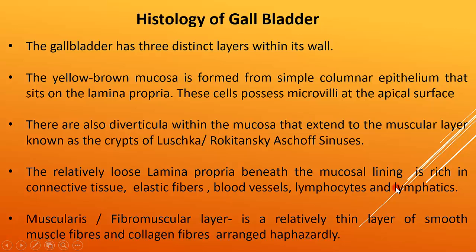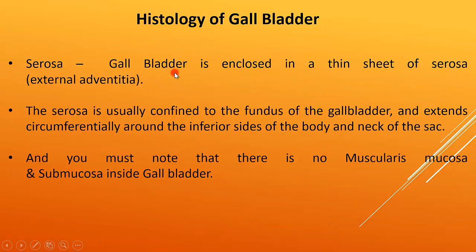The relatively loose lamina propria beneath the mucosal lining is rich in connective tissue, elastic fibers, blood vessels, lymphocytes, and lymphatics. The muscularis or the fibromuscular layer is a relatively thin layer of smooth muscle fibers and collagen fibers arranged haphazardly. Gallbladder is enclosed in a thin sheet of serosa, that is external adventitia. The serosa is usually confined to the fundus of the gallbladder and extends circumferentially around the inferior sides of the body and neck of the sac. The most important thing to remember is that there is no muscularis mucosa and submucosa in gallbladder.